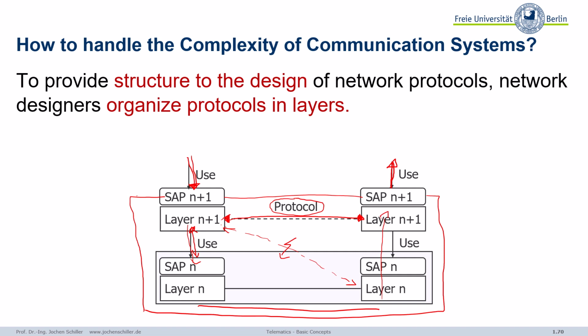So, layering helps us to master the complexity of large systems. And all I see is a service access point to a black box. And then someone sits inside the black box and uses yet another black box or many different black boxes.